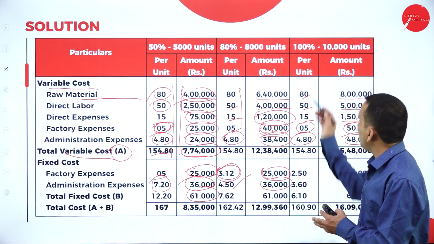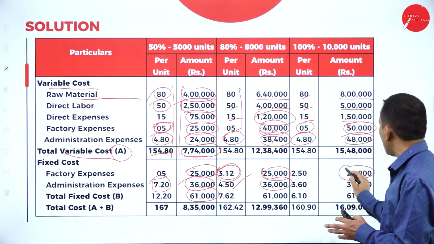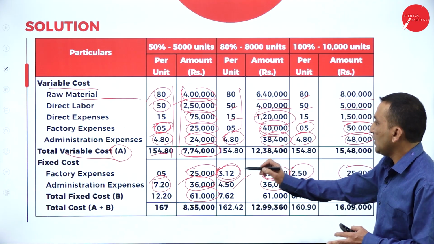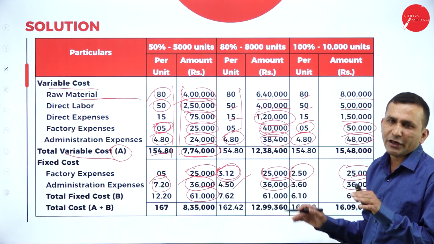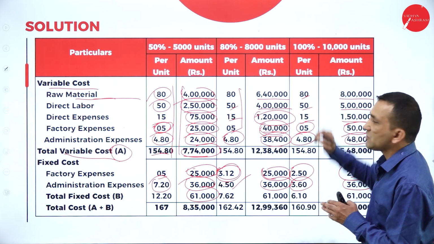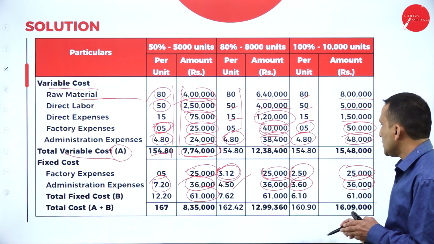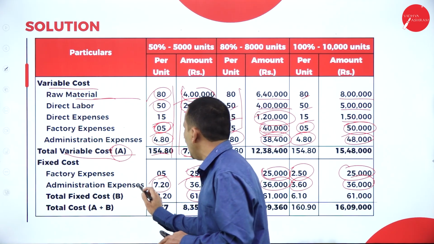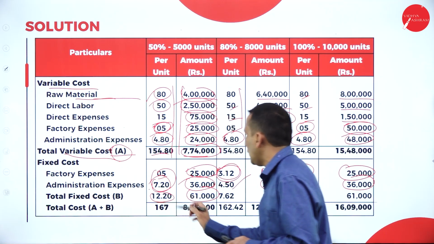Once we get that, again we are moving to the 100% capacity. So here the factory expense 25,000 divided by 10,000, 2 rupee 50 paisa we are getting. The next one, administration expense 36,000, common everywhere, fixed means it cannot change, divided by the number of units, so the rate increases or decreases based on the number of units. So 10,000 if you divide, 3 rupees 60 paisa we are getting. We need to take the total together, variable cost. Now we need to take the fixed cost total. So here we are getting 12 rupee, okay, 12 rupee 20 paisa.